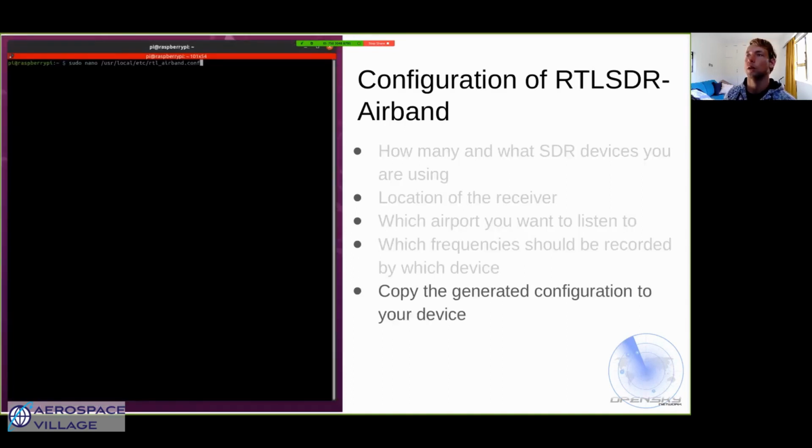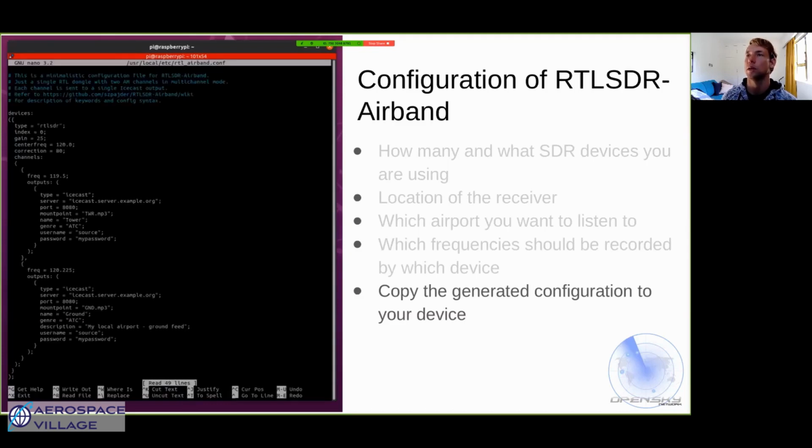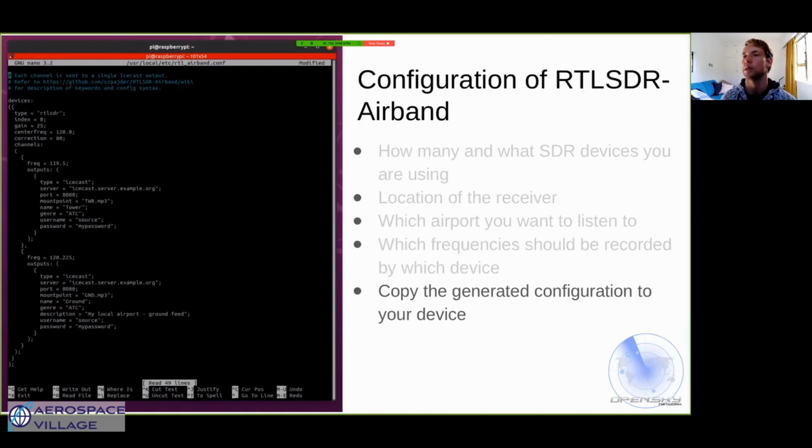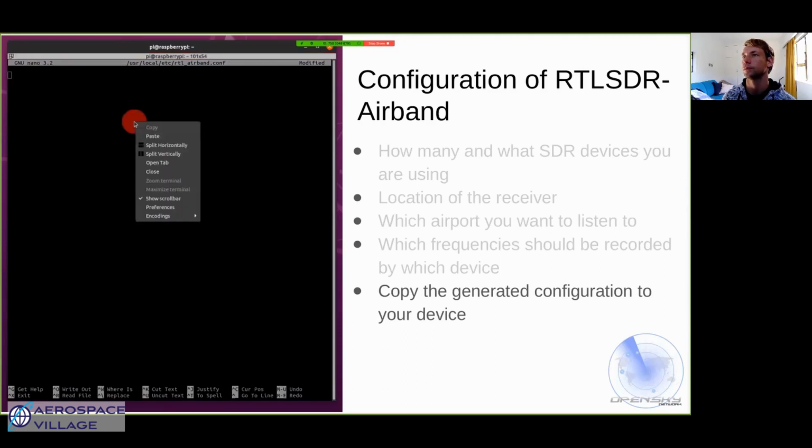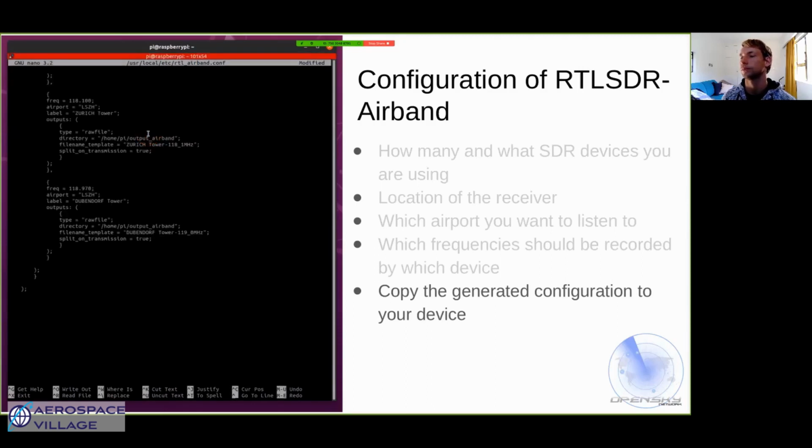To copy the configuration into our RTL airband conf file, I'm using the Nano Editor. So first I delete all of the existing example configuration, and then I'm pasting in the generated configuration file. After that, we're exiting and saving the file.